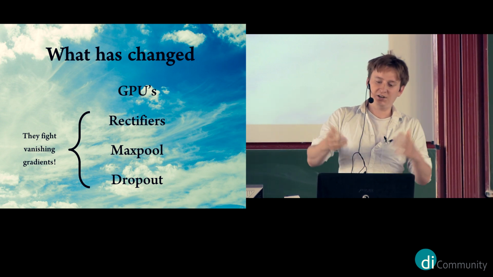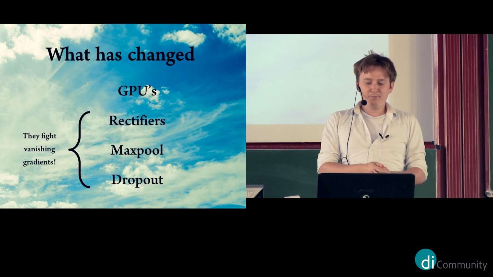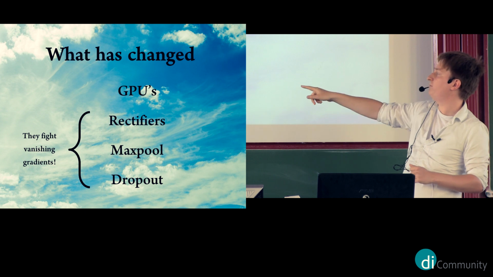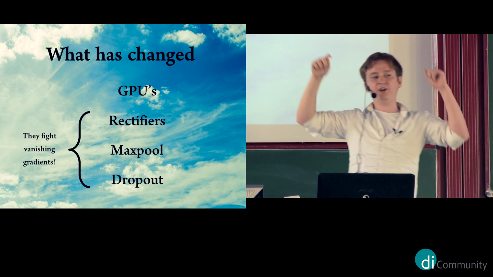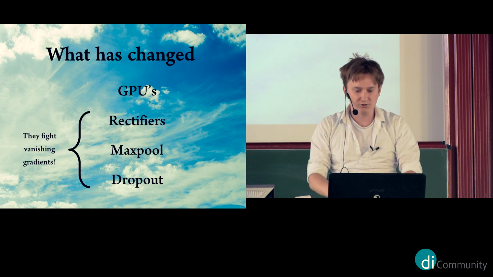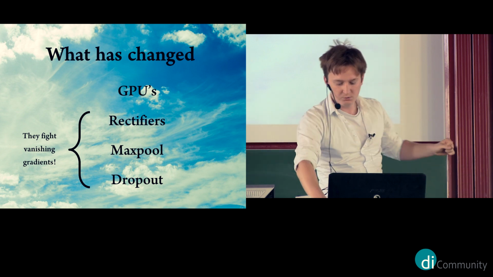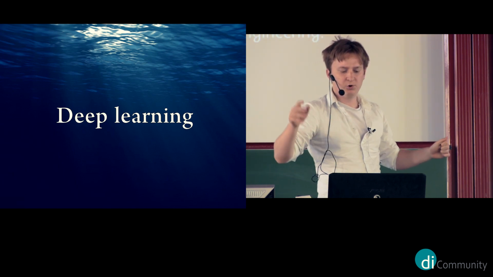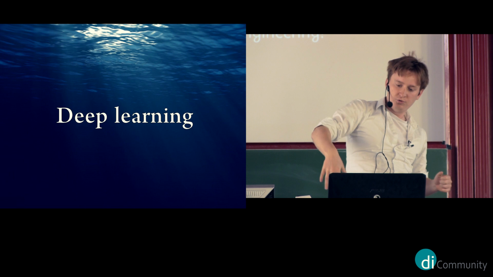Academically, I mean, the GPUs are pretty cool. But the 3 other things are rectifiers, max pool, and dropout, because they fight vanishing gradients. They make sure your gradients go all the way through to the bottom of your network and can still learn there. I will try to explain to you why. That's why it's called deep learning, because you go all the way through the bottom of your network.